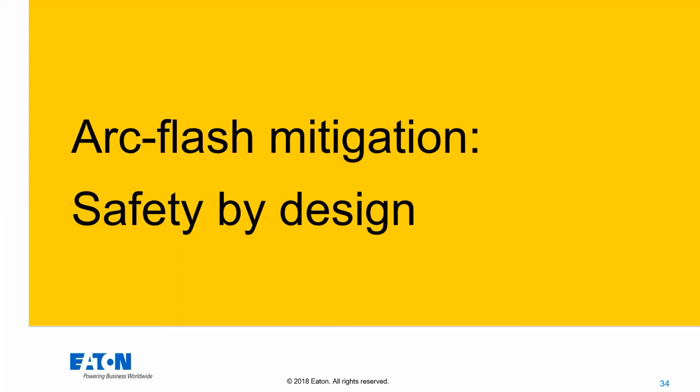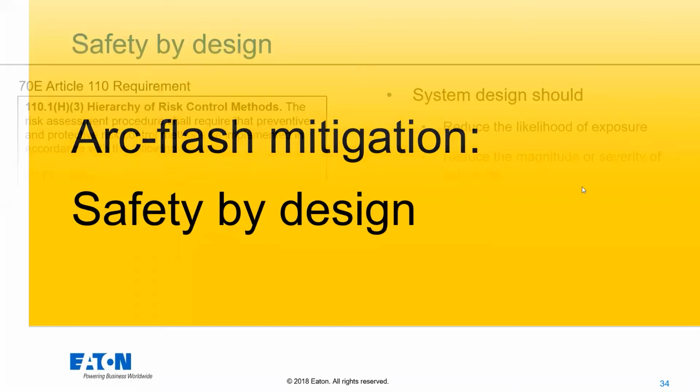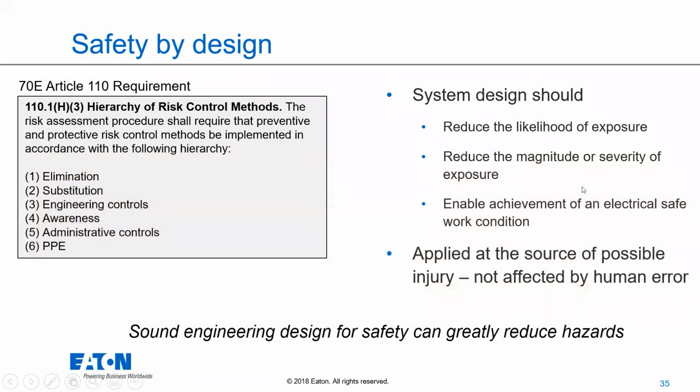So with that, we'll talk a little bit about arc flash mitigation. How do you implement safety by design? Safety by design is part of NFPA 70E. It involves a hierarchy of risk control. And the first thing, right, is you always want to reduce the likelihood of exposure. So that's where elimination and substitution come into place. So that's number one. If you can just reduce the hazard completely, you do that.